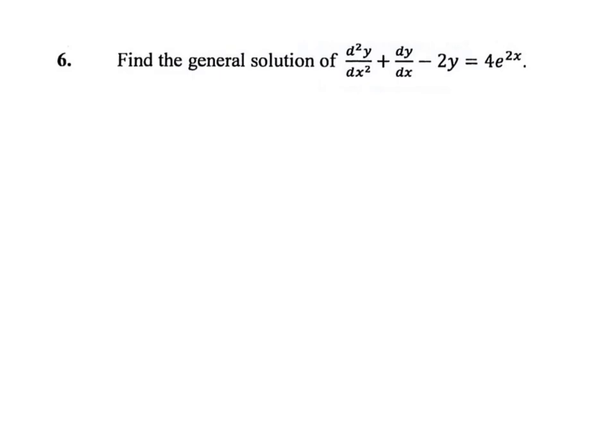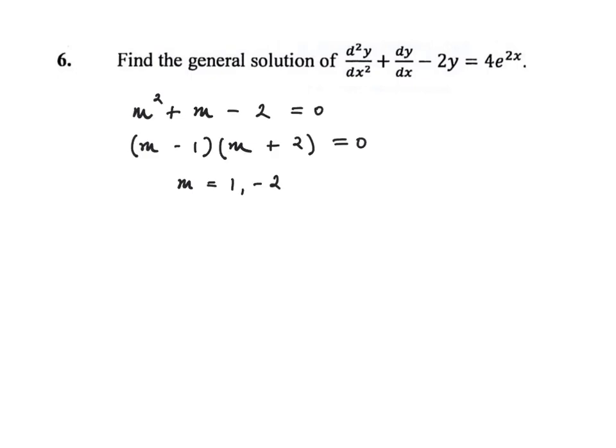The auxiliary equation is m squared plus m minus 2 equals 0, which can be factorised to give (m minus 1)(m plus 2), and then we have the values m equals 1 and m equals minus 2. We have the complementary function then, y equals a e to the x plus b e to the minus 2x.